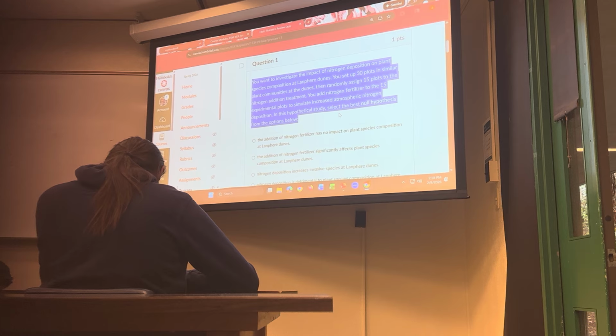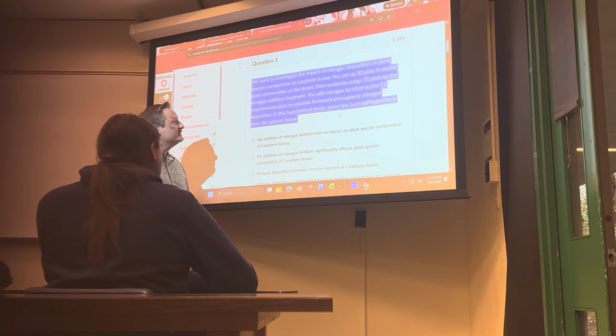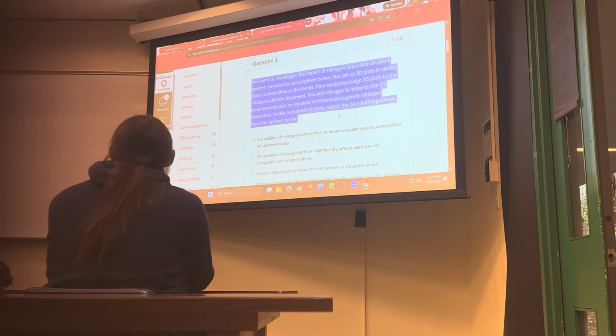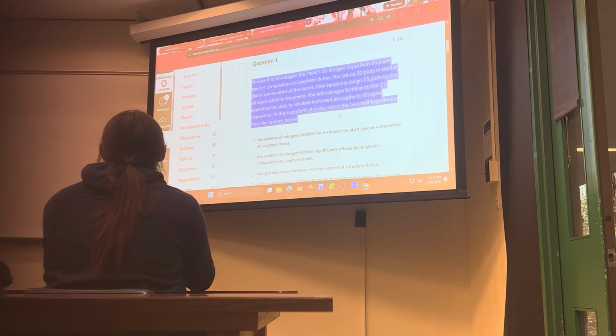Okay? There were 30 plots total. Half of them had nitrogen fertilizer added to them, and the other ones didn't. So we've got added fertilizer and no added fertilizer. And what are we going to be measuring? We're going to be measuring plant species composition, which is a little vague, but I'm just going to put plant species composition, PSC. It's probably going to be a Shannon diversity index.